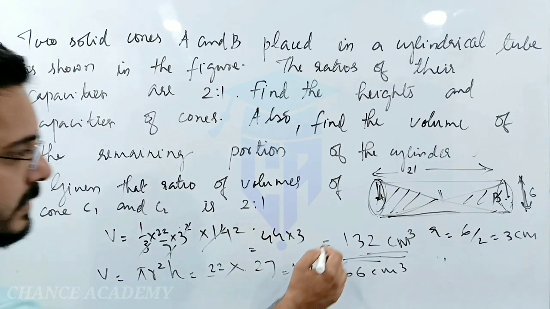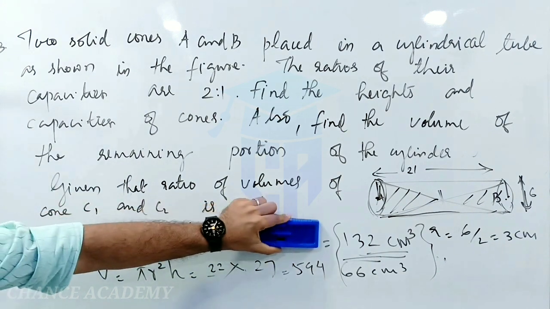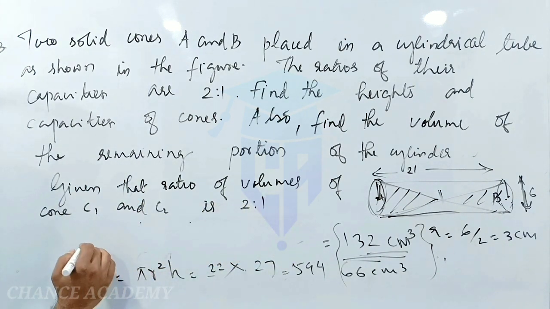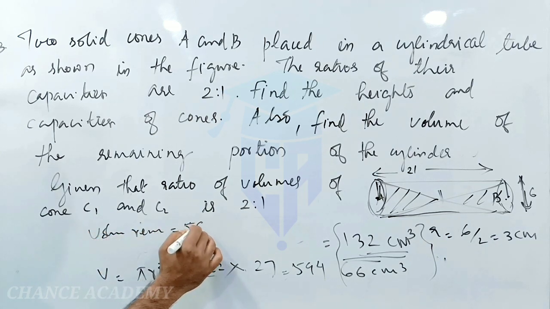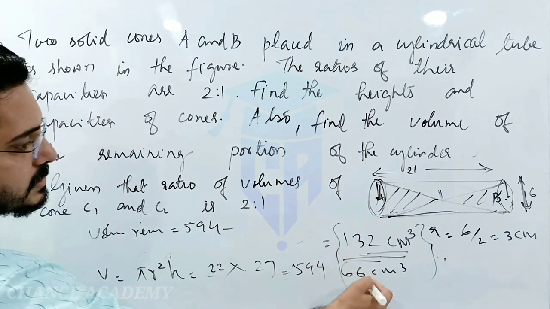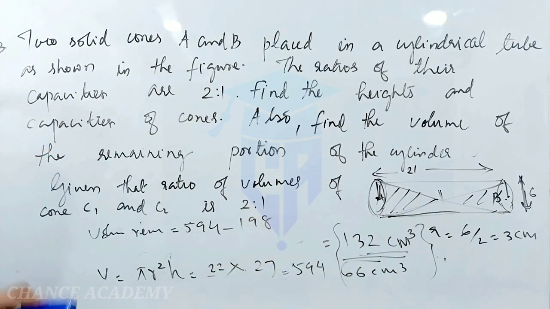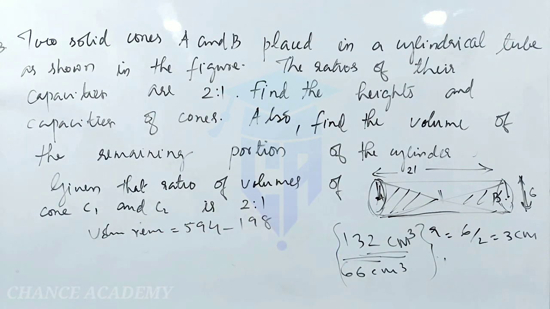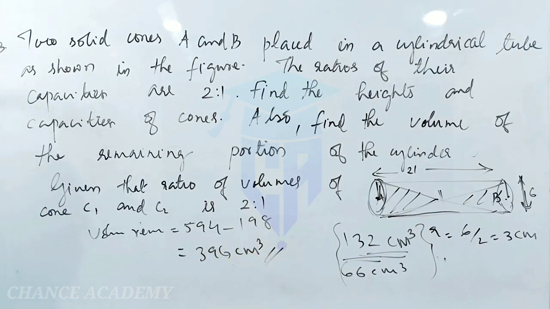So these together, it's the volume of the cone. On subtracting that from the total volume of the cylinder, you will get the volume of the remaining portion. So volume of remaining portion is equal to 594 minus the sum of these two. That will be 198. That much centimeter cube will be the volume of the remaining portion, and you will be getting the final answer as 396 centimeter cube.